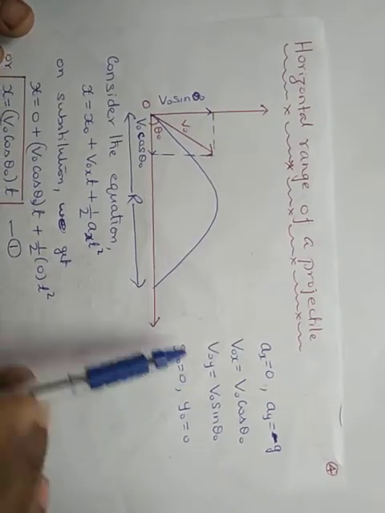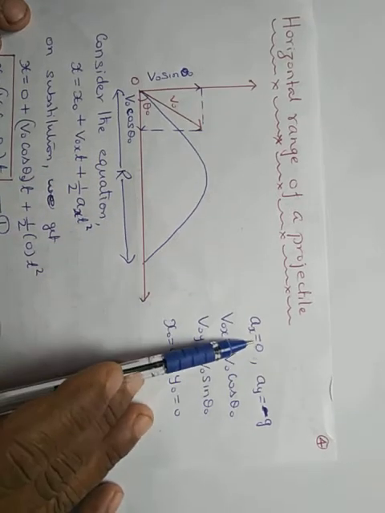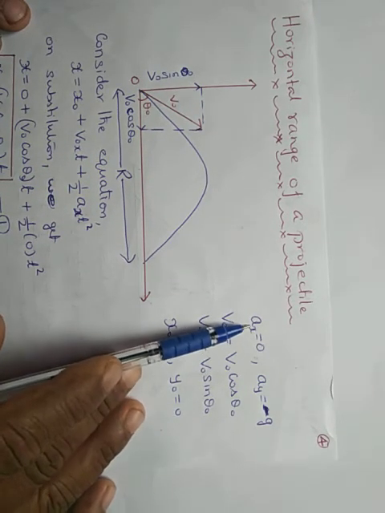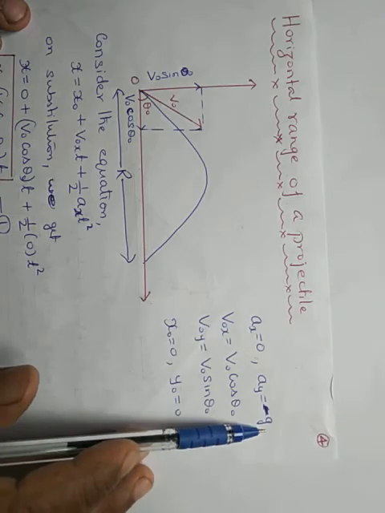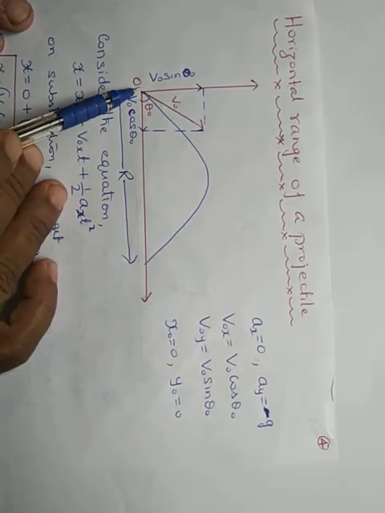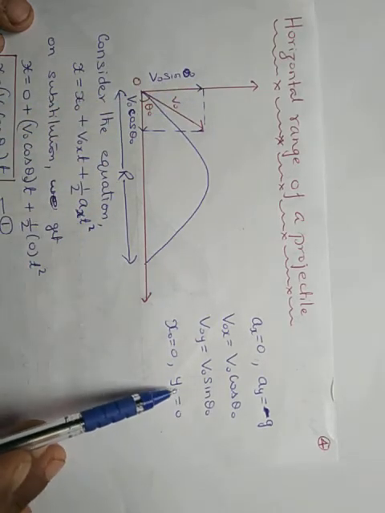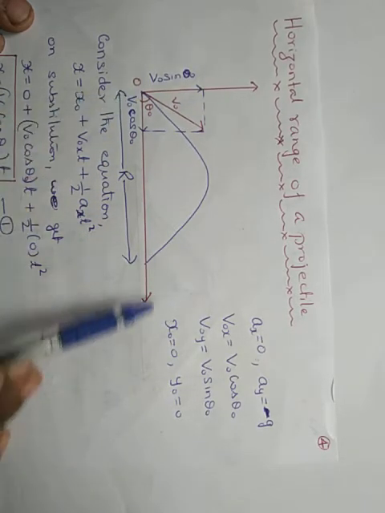So, as usual, components: a x, acceleration along the x-axis is 0, a y is minus g, v naught x is v naught cos theta naught, v naught y is v naught sin theta naught, initial positions x naught is 0, y naught is 0.